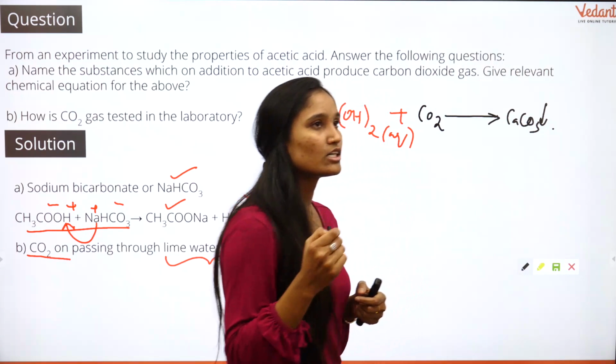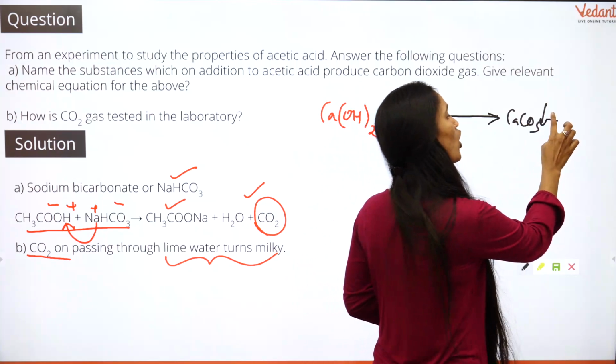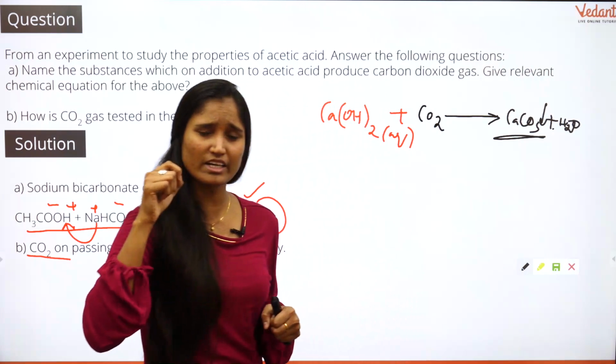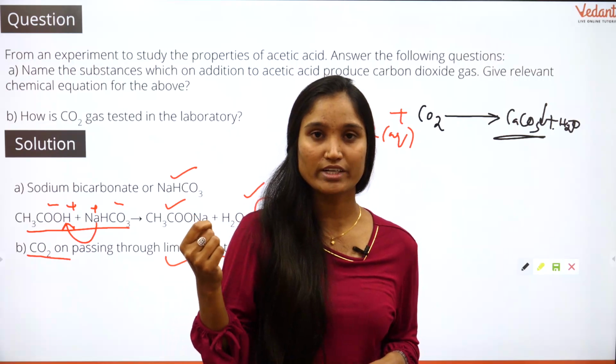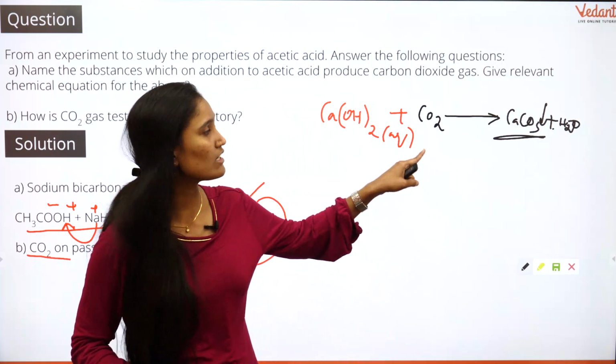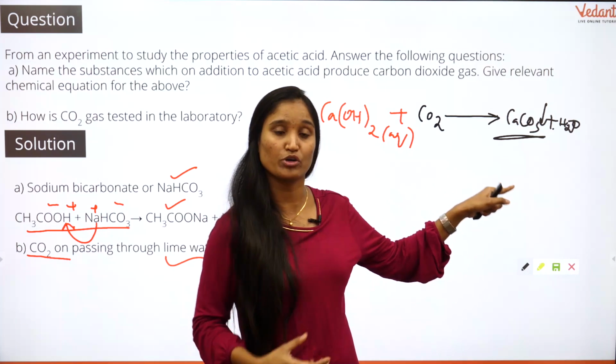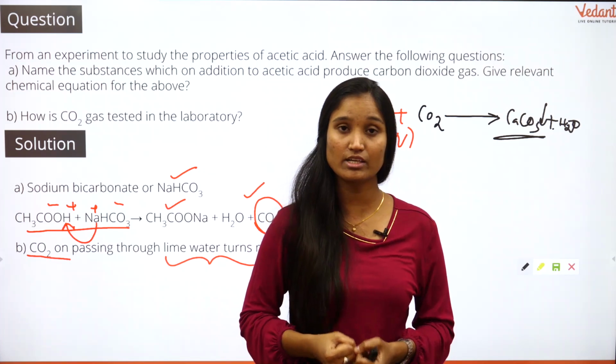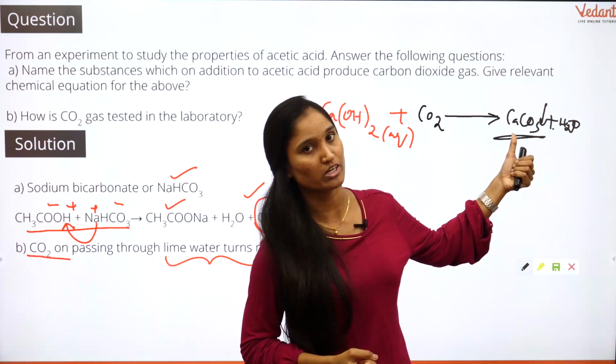But then the thing is CaCO3 is a precipitate. It's a white colored precipitate because it is present along with water, and precipitates are insoluble in water. It creates that curdy look. We call it milkiness. So white colored precipitate calcium carbonate is formed, which turns lime water milky. The reason behind milkiness of lime water is this CaCO3 formation.